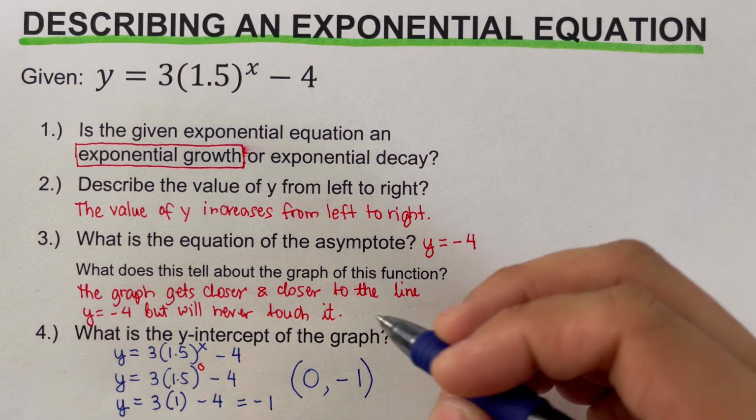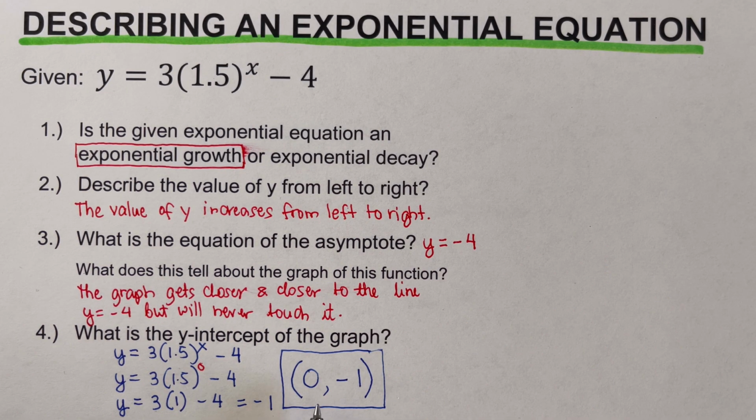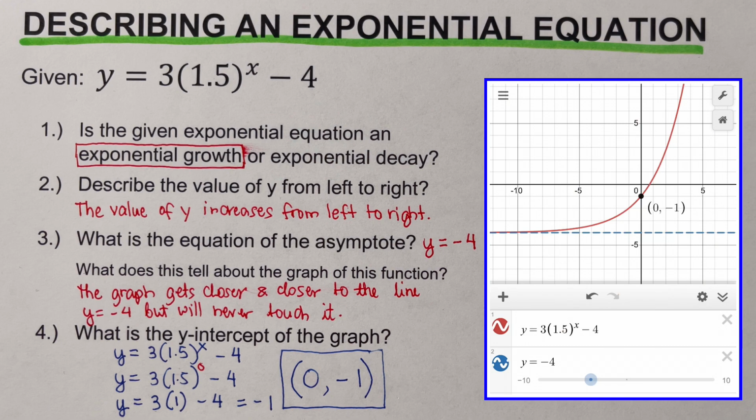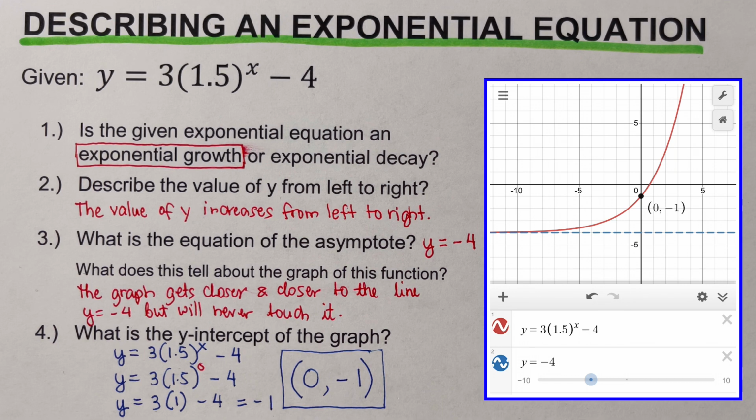This means that this is the y-intercept. It's going to cross the y-axis at this point. You will see on the side the graph again of y equals 3 parentheses 1.5 raised to the power x minus 4. You can see that the graph is crossing the y-axis at this point, (0, -1).